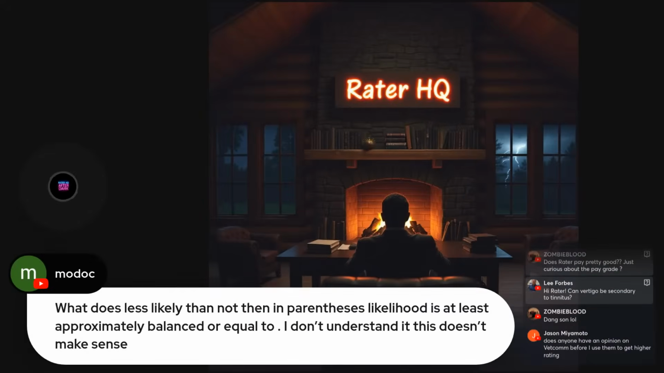What does "less likely than not," then in parentheses "likelihood is at least approximately balanced to or equal to," mean? I don't understand it. This doesn't make sense. It means no. It means less than 50%. It means that they're not confident in the causal relationship of the conditions.